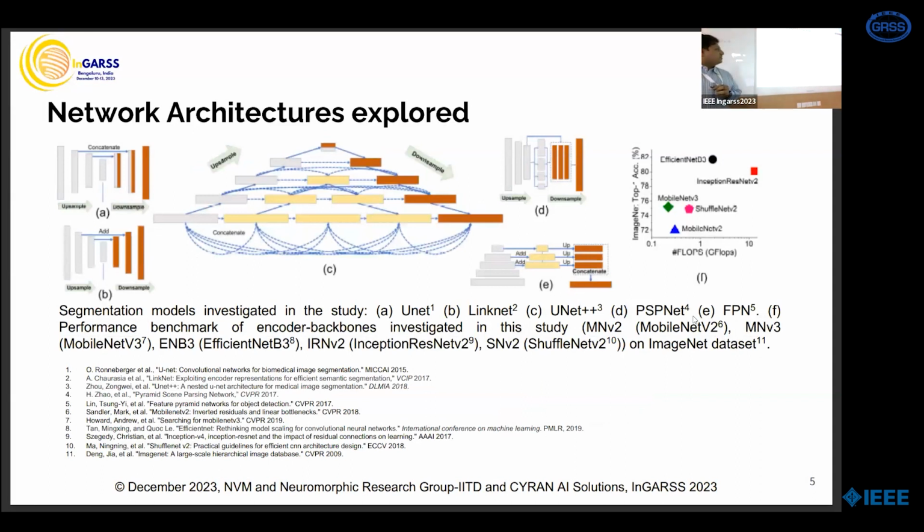These are the architectures we explored in the study. There were multiple segmentation models and also multiple feature extraction backbones covered in the study. In terms of segmentation models, we included LinkNet, UNet++, ESPNet, and SPN. In terms of feature extraction backbones, we used MobileNet V2, V3, ShuffleNet V2, ResNet V2, and EfficientNet V3.